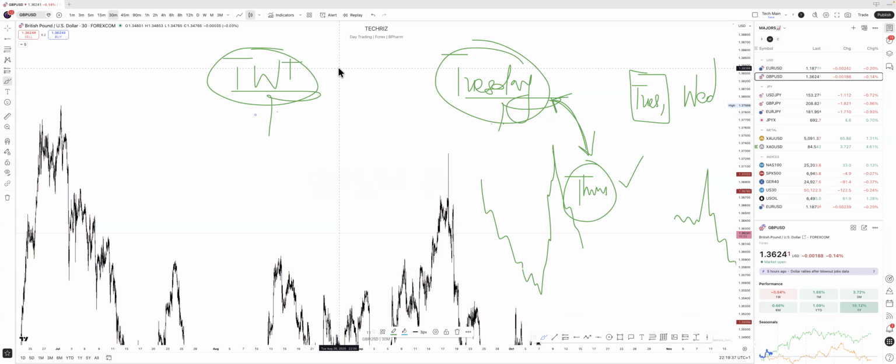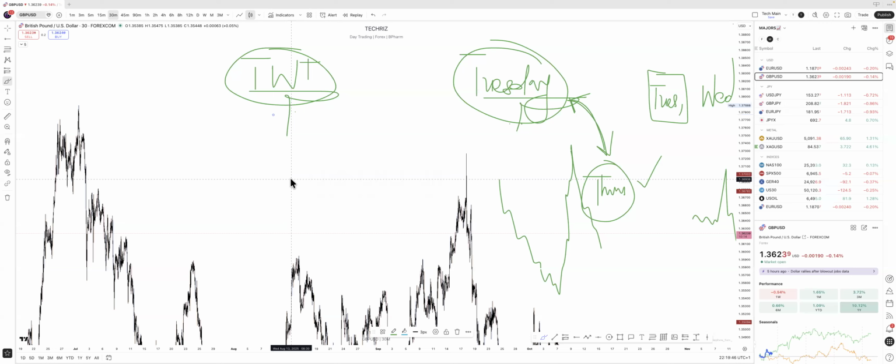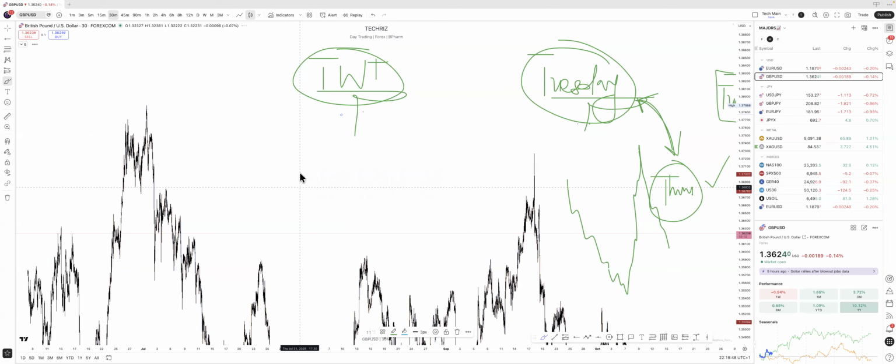Now for the weekly scenario, because it is possible for the weekly to have a CRT. Now, the high probability weekly scenario is this. The first week will form the accumulation. Second week will form the manipulation, right?